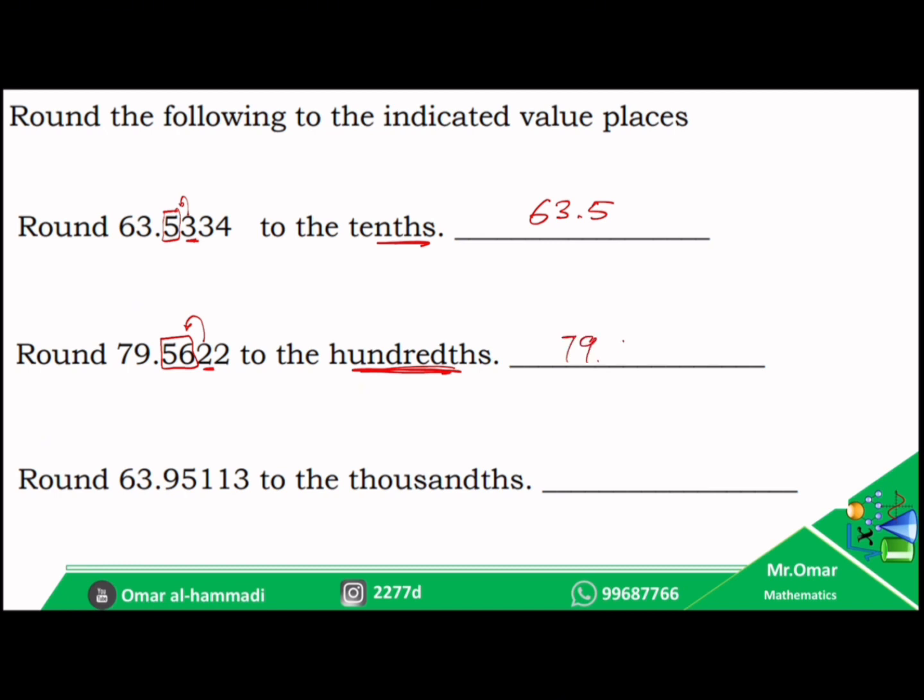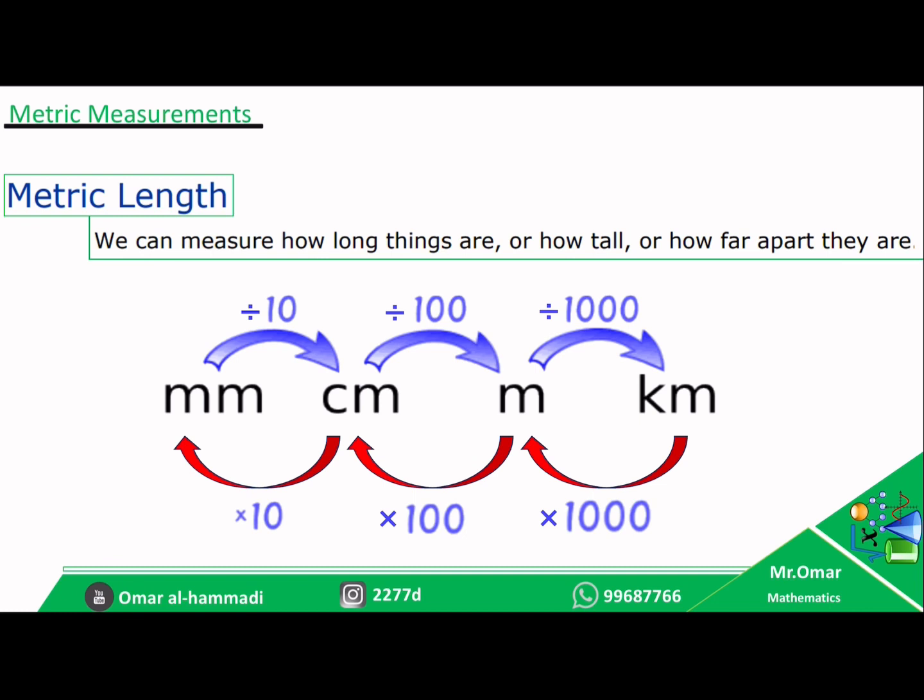79.56. And round this number to the thousandths. That means the 3 decimal places. 1 is less than 5, so we will not add anything, and it will be 63.951. Okay, now let's move to a new subject, which is about the metric measurement.